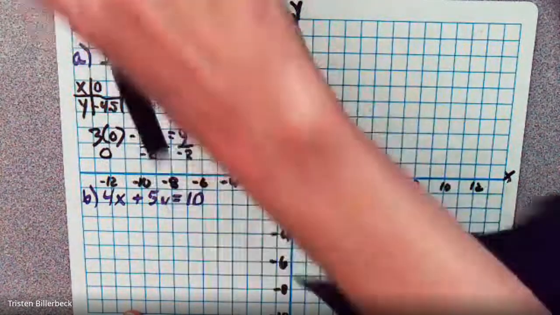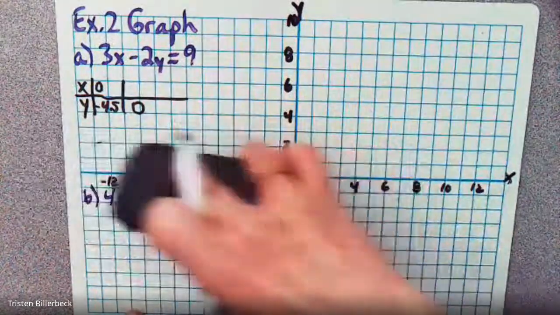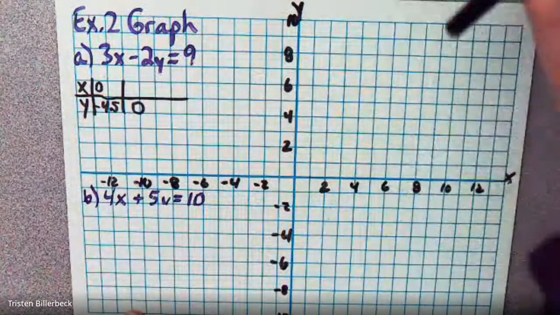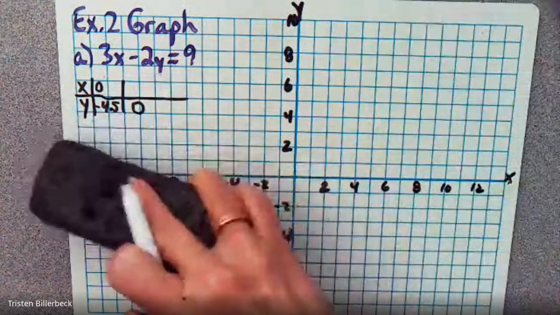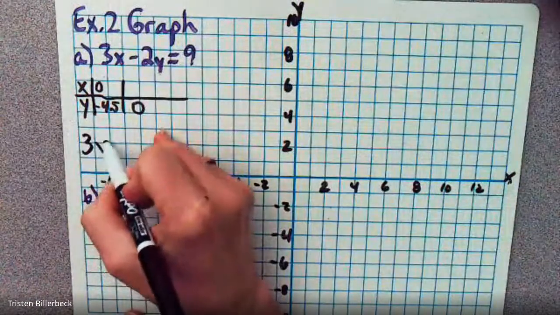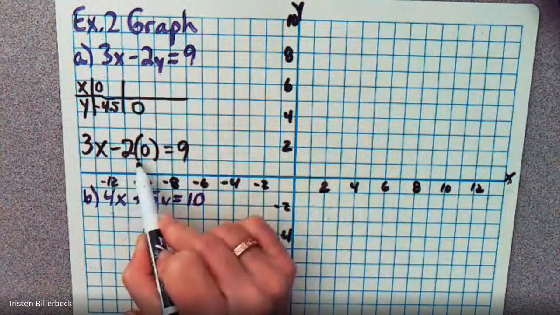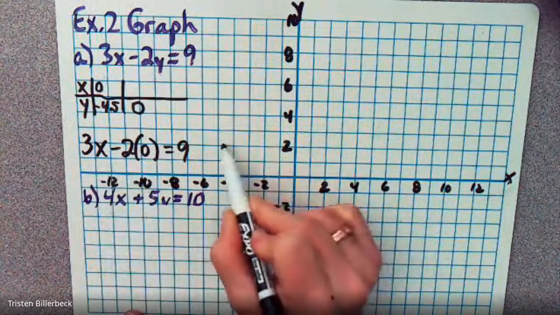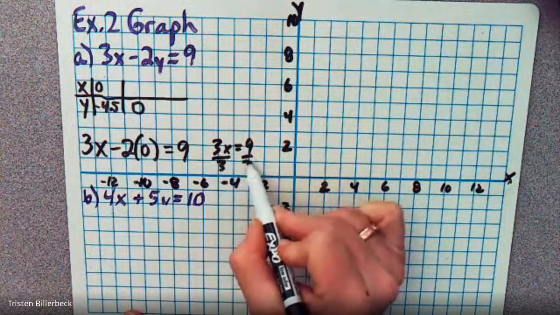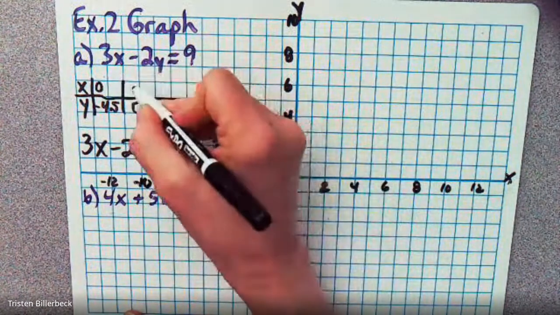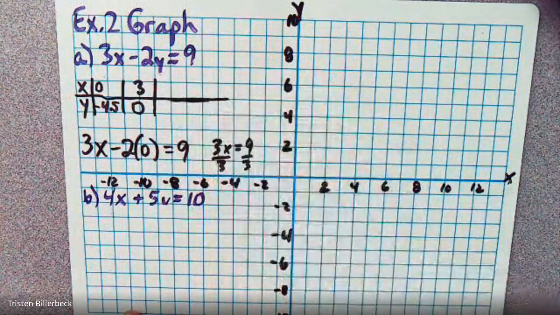Okay, so now when y is 0, let's see what happens. Okay, so we have 3x minus 2 times 0 equals 9. So that's a 0. So we have 3x equals 9. And divide by 3, well, that's x is 3. So we can put 3 right here. Okay, so that gives us 2 points.